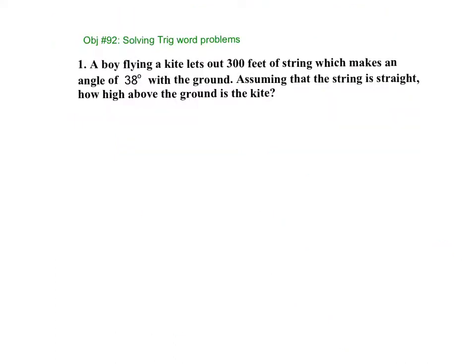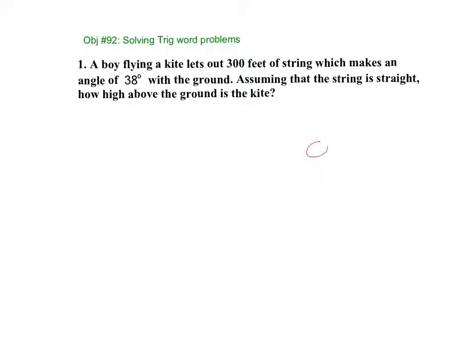These are not any more difficult than what we've been doing, except we now have to draw a picture. My recommendation is always to draw as accurate a picture as you can, because it's easier to label the picture that way. A boy flying a kite lets out 300 feet of string, which makes an angle of 38 degrees with the ground. Assuming that the string is straight, how high above the ground is the kite?